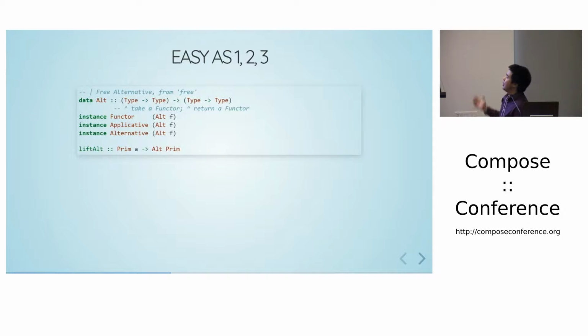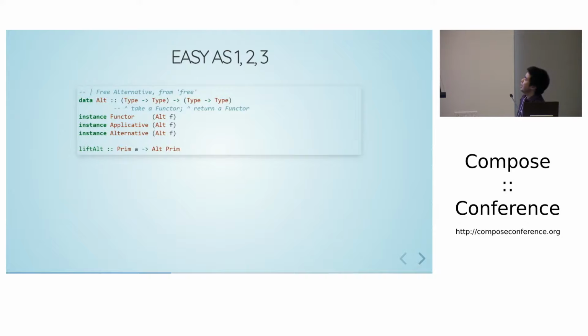The free package has a lot of different free structures for different type classes. It has free structures for monad, applicative, alternative, comonad. Oh, that's actually a co-free structure. So this is given to us in the library.